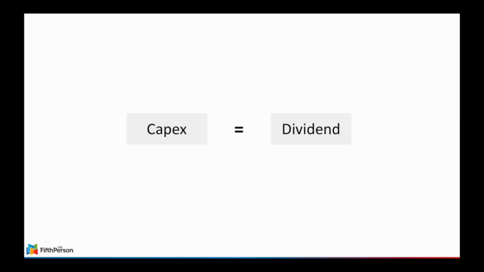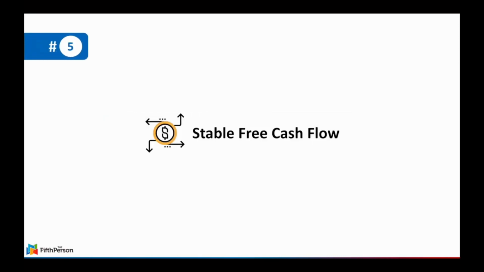So while a company with low capex has more room to contribute dividends to the shareholder, because they have lesser capex, there's more dividends. So remember to look for companies that are able to maintain or grow their business with minimum capex. And lastly, we will look for companies with stable free cash flow.